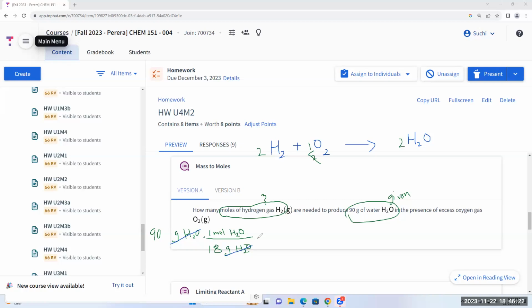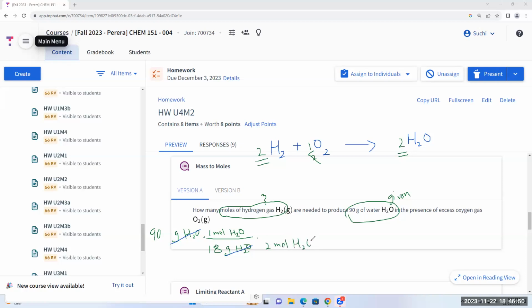Okay, so to convert moles to moles, we need to go to the balanced chemical equation. They ask for hydrogen. So to get 2 moles of H2O, we need 2 moles of hydrogen. So we're going to write that exactly, but we're going to write the moles of H2O in the denominator. So 2 moles of H2O in the denominator.